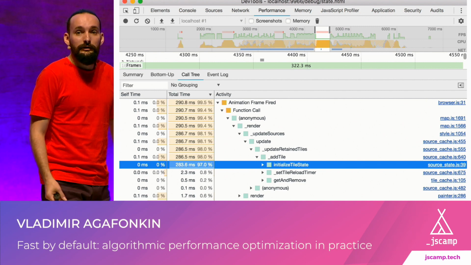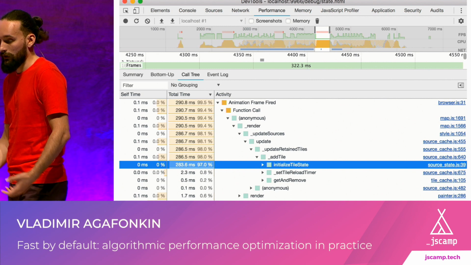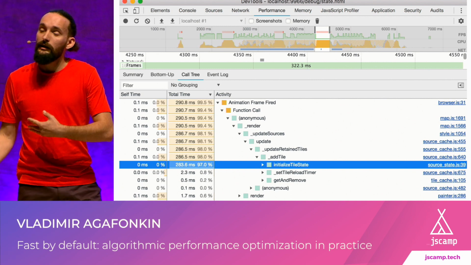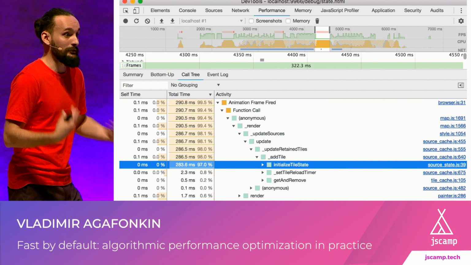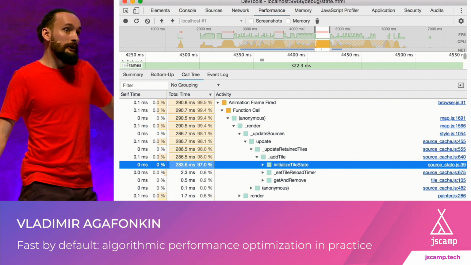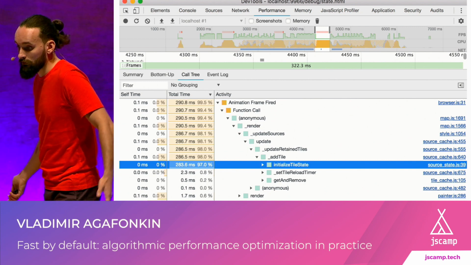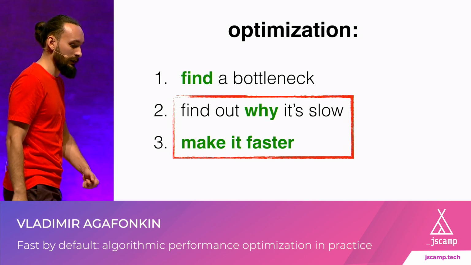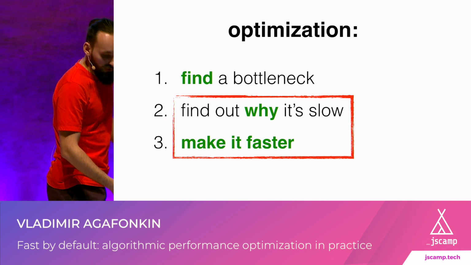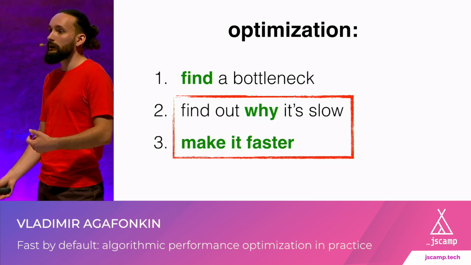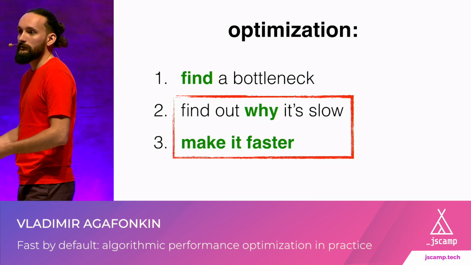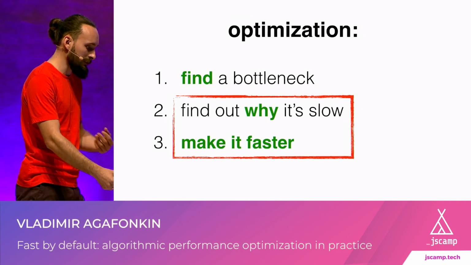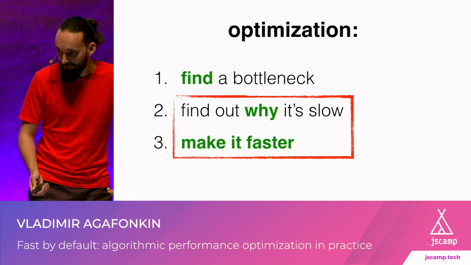And now you need to understand why it's slow. And should it be slow? Maybe it does a lot of work because it needs to do a lot of work. Or maybe it could be faster. How do you know? So that's when we come to algorithms. Understanding why some code is slow and knowing how to make it faster, this is algorithmic thinking, because algorithms are about understanding the performance characteristics of your code.